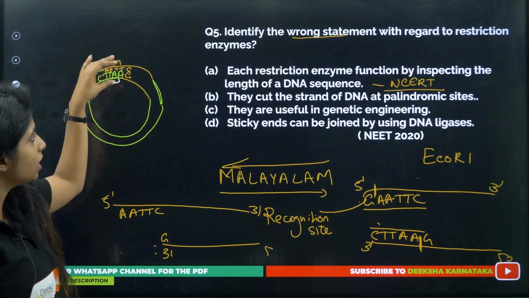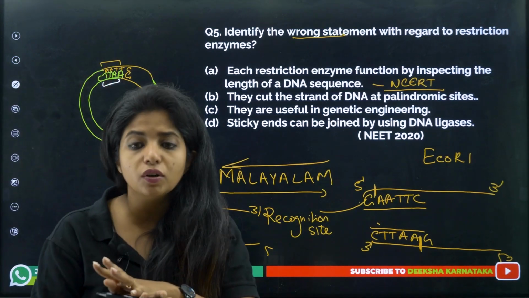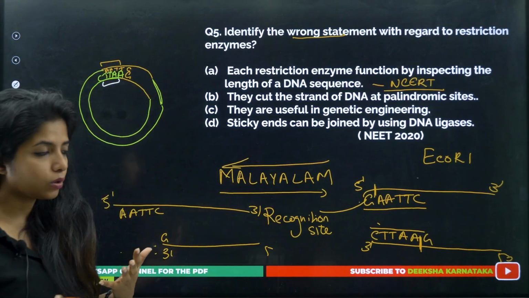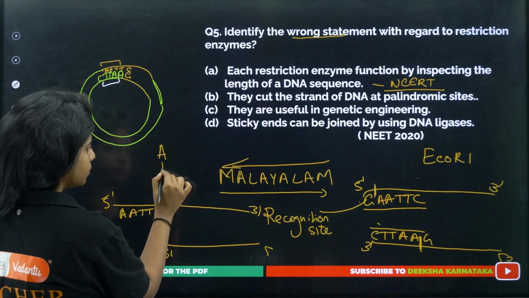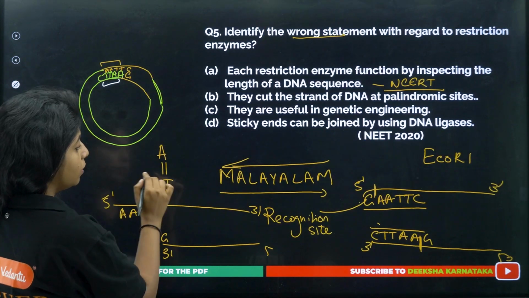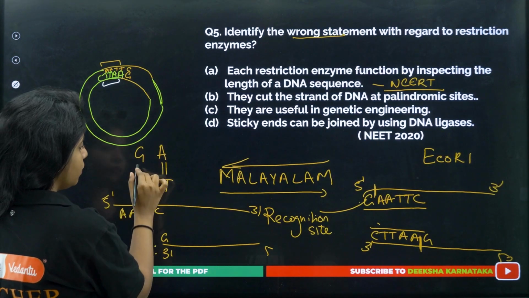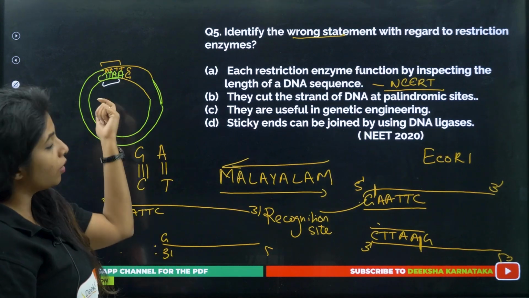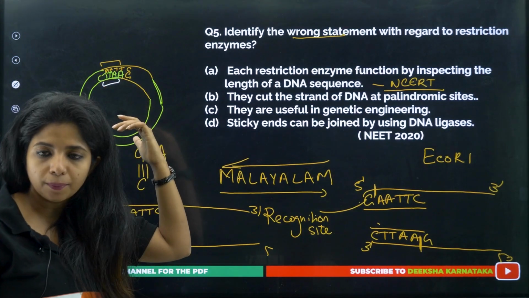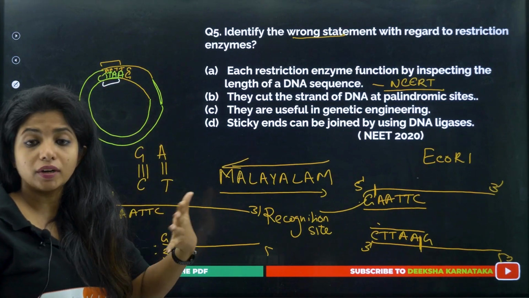Now when you want to join them, usually they get joined very easily because they have hydrogen bonding between them. Okay, so A binds with T with the help of 2 hydrogen bonds. G binds with C with the help of 3 hydrogen bonds. So this bonding naturally happens. Okay, so it actually does not need DNA ligase.